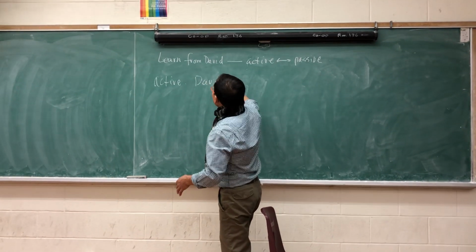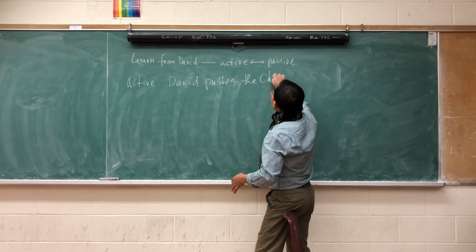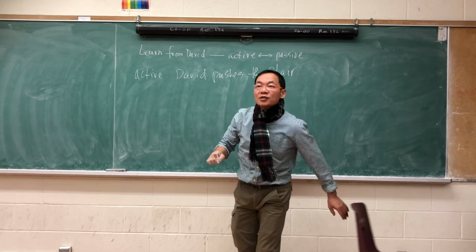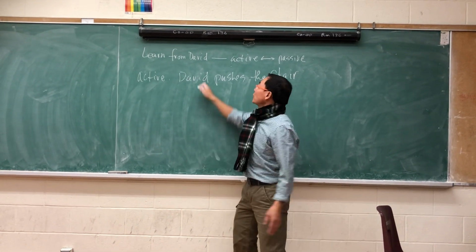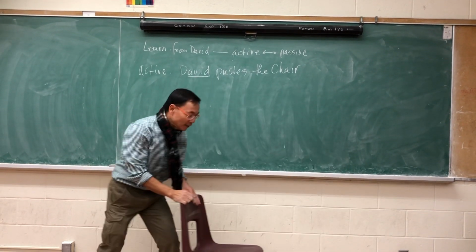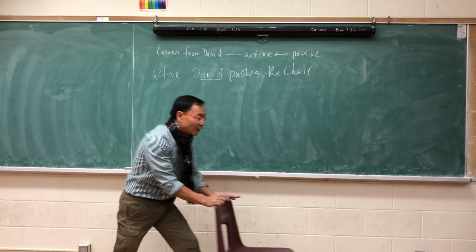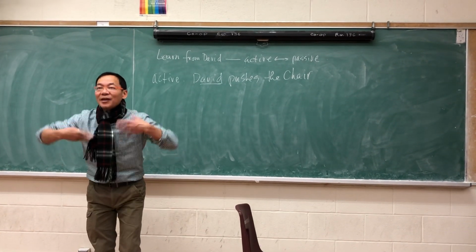David pushes the chair, okay? It's called active. Why is it called active? Because David is active. The subject is active. David is the one, and this chair is always passive. So David pushes the chair, it's called active, because David is active.